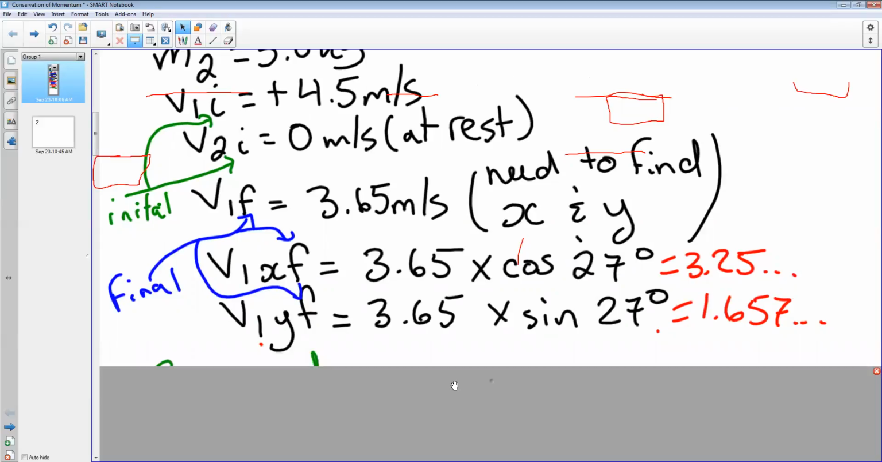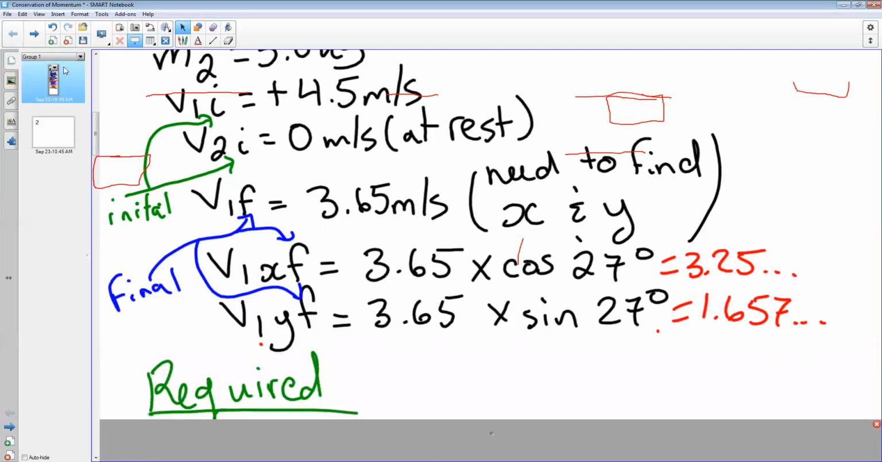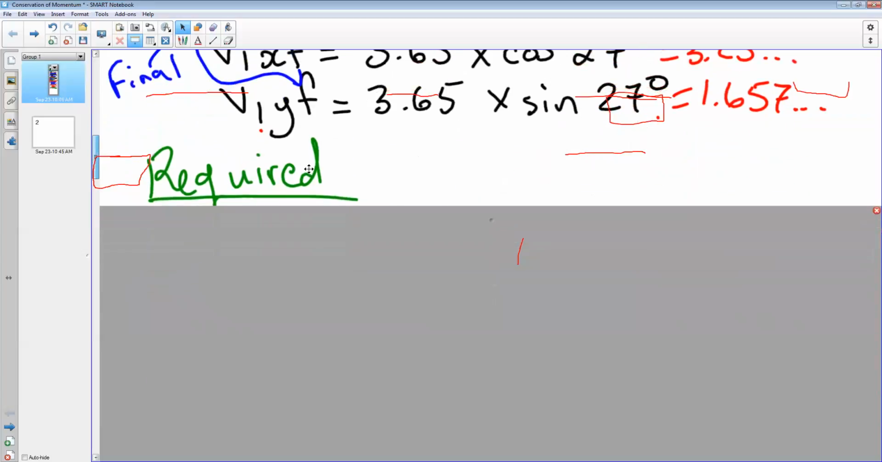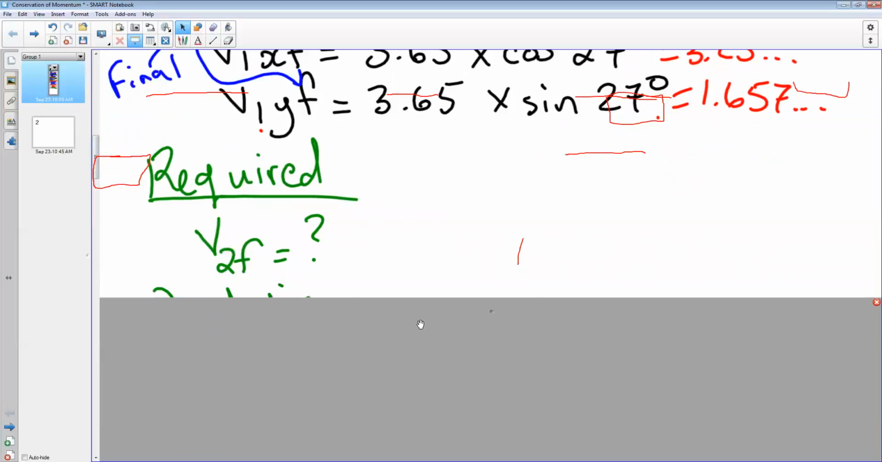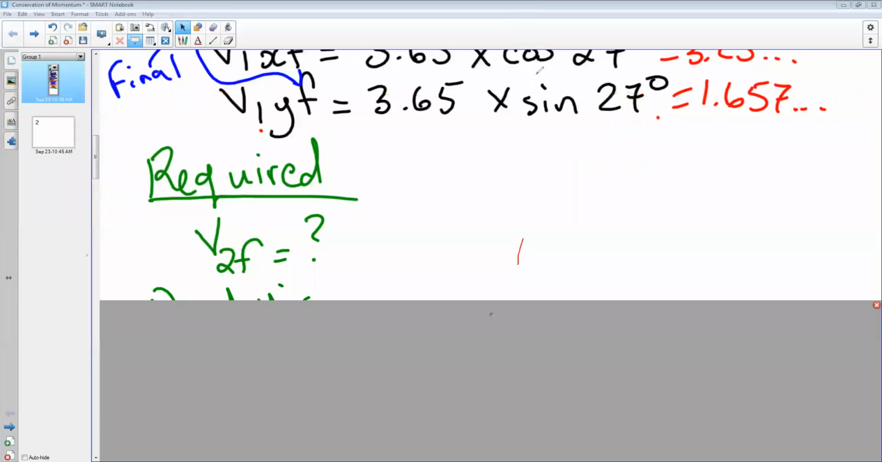Those are our givens. Now let's look at the required. The question was asking for the actual mass, so it makes sense that we have the mass, and now we have to look for the velocity. So V2 final, question mark. With that in place, we have to keep moving on and look at the analysis, the calculations, how to do this actual problem.